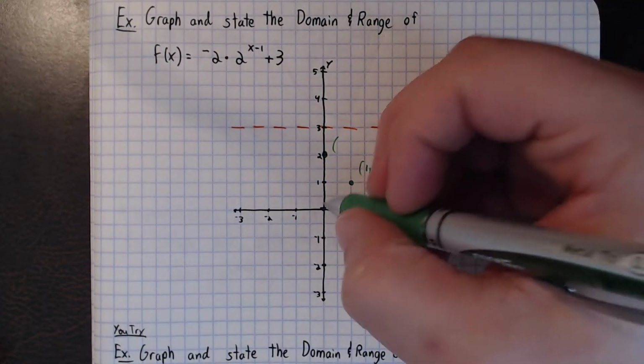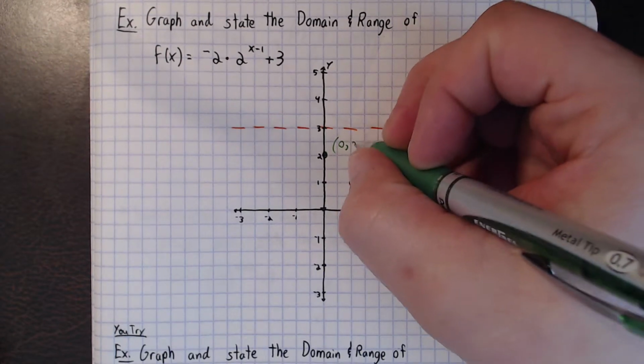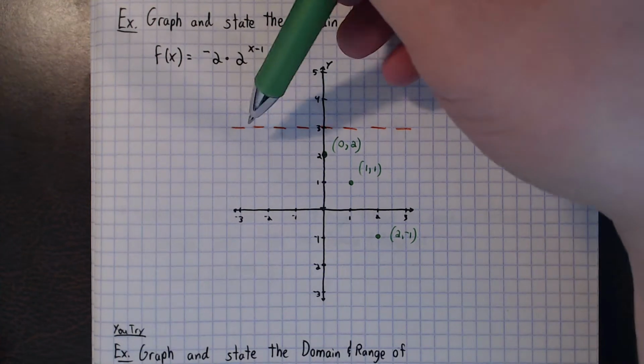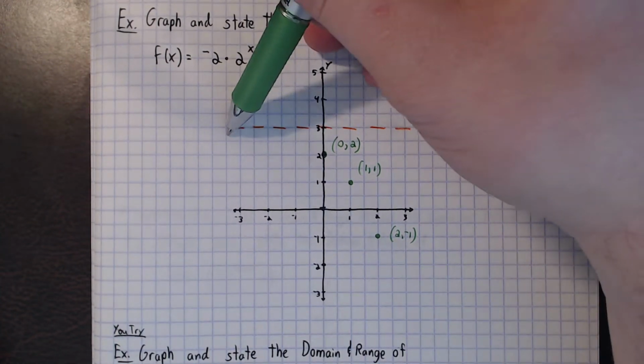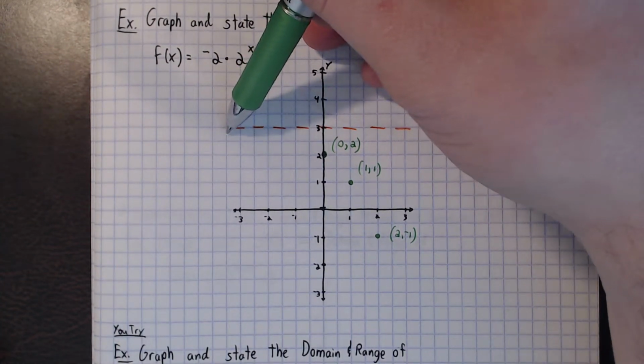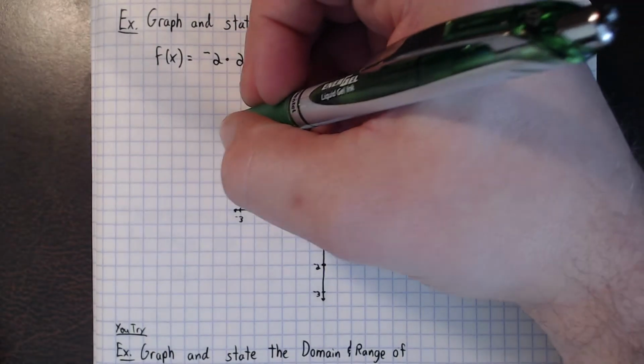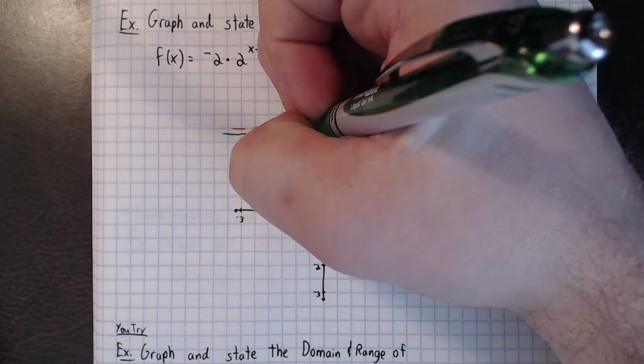So let's see, we were at 0 and 2. Now I can see my asymptote is up here. So that means that we're starting from here, and we're going to follow along and hit these points this way. So here we go. Here's my function.